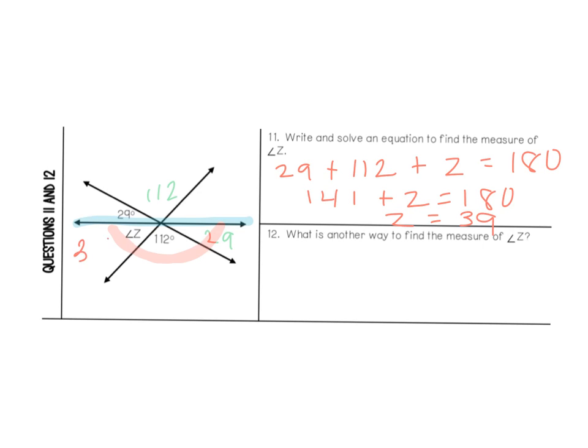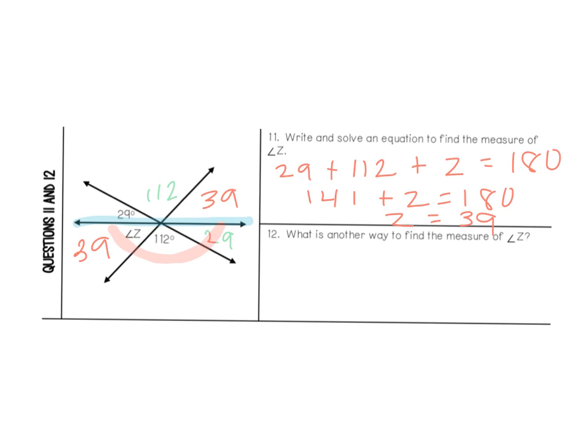So that means this angle here is 39 degrees. Its vertical angle would also be 39 if we were to fill that in. All right, so another way you could have done this is using any of the other supplementary angle pairs. So we said that the angles that are next to each other with a straight line would form supplementary angles.